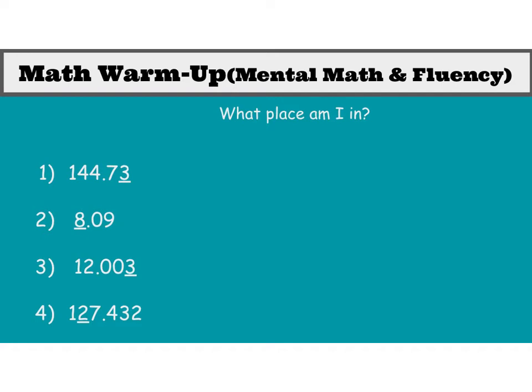So our first one, we have the 3 underlined, and the 3 is in the hundredths place. So you should have written down hundredths. And if we wanted to get real technical with that, we could say 300ths.